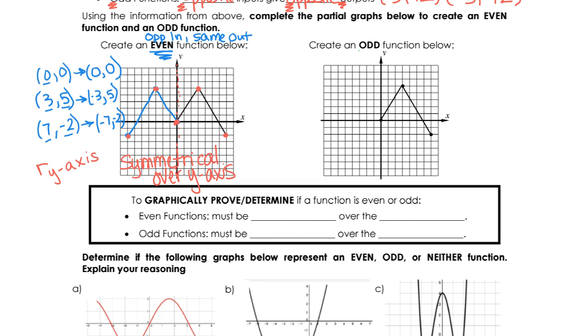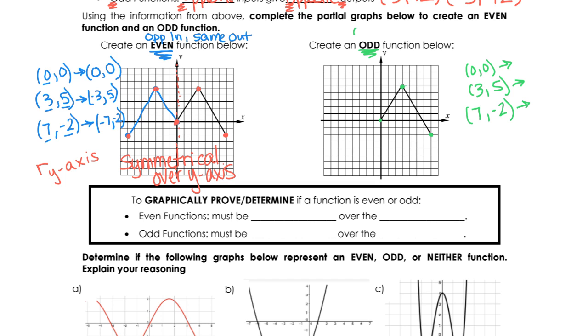Okay, so we're going to do the same thing in the next one, but we're going to create not an even function. We're going to create an odd function using what we know about odd functions. So again, I'm going to copy down those same 3 points. This point here is still at 0, 0. This point here is still at 3, 5. And this point down here is still at... oh, I'm sorry, +7, -2.